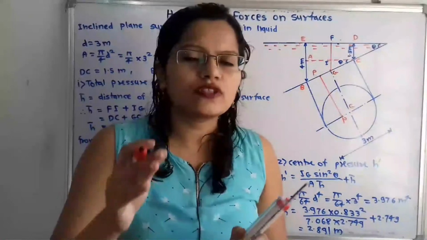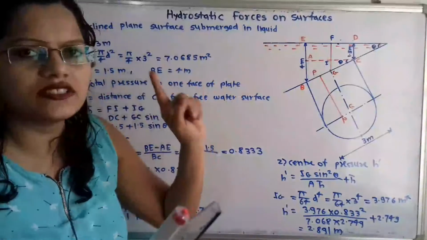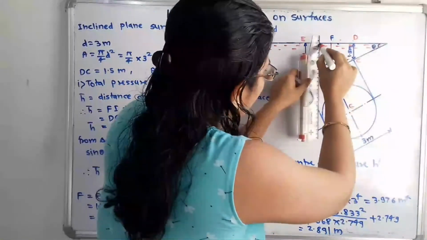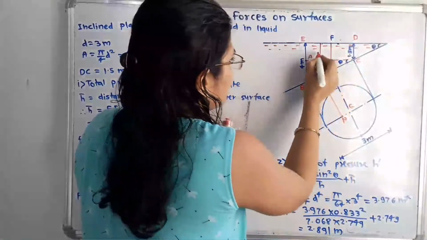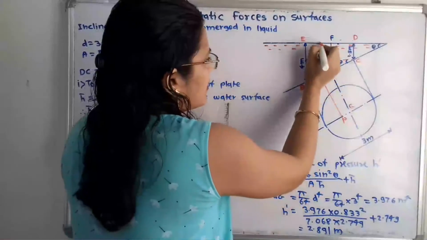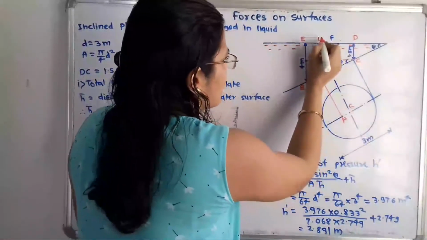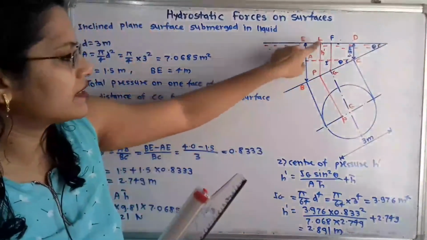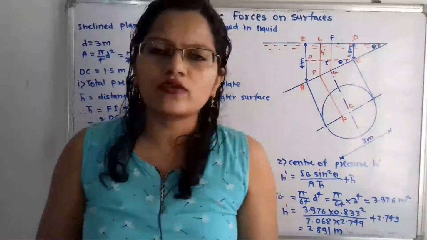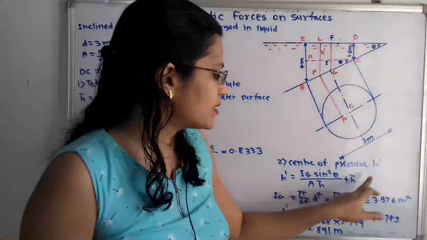Now how to locate the center of pressure? We will measure the center of pressure from the free surface of water. The distance is h dash. So I will draw one vertical line passing through this point P, and we will say this is h dash. I will give it the letter L. So distance PL is equal to h dash. So what is the formula to calculate this? That is IG sin square theta divided by A h bar, plus h bar.